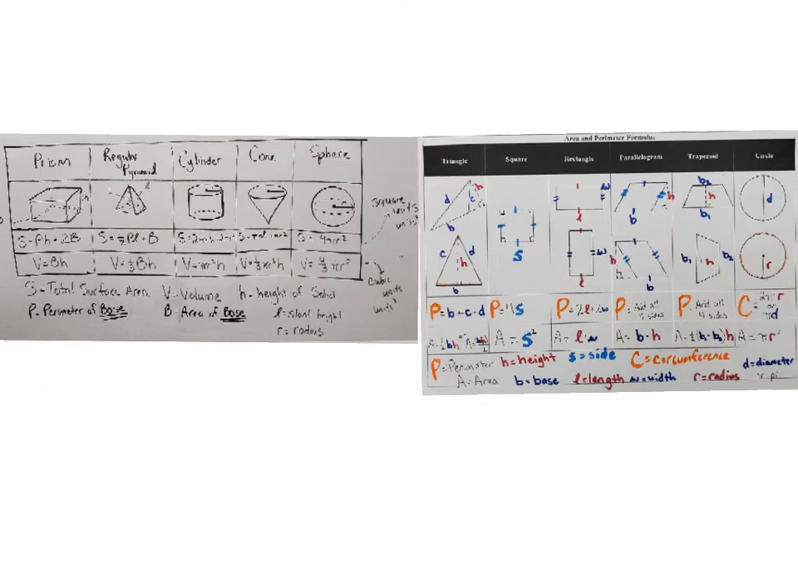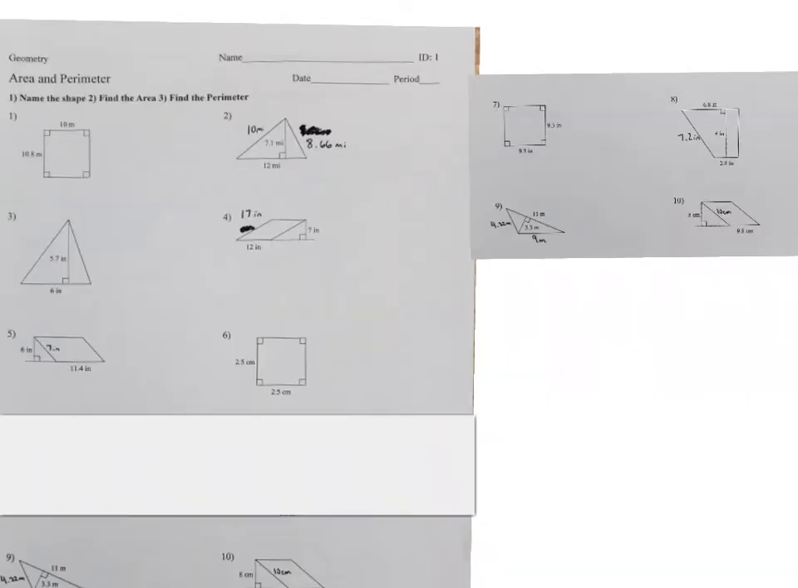Alright guys, I'm going to go over the area, perimeter, Pythagorean Theorem worksheet, and if I have enough time, I'm going to go over the 3D figures worksheet before we have our review worksheet that we're going to work on in class this week. So, we're going to start off.